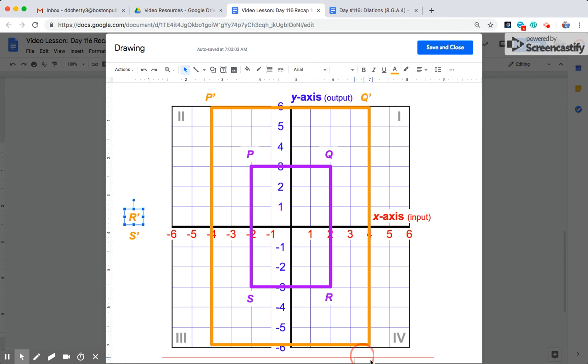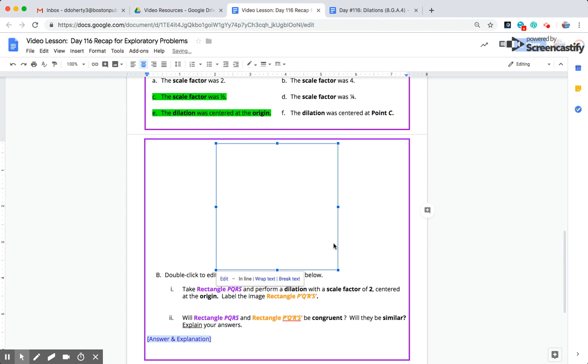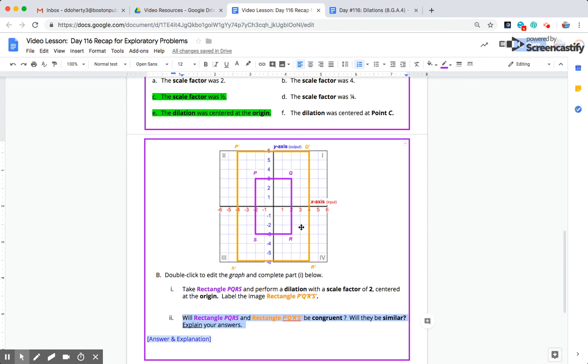So as we finish labeling this rectangle, we recognize that it's twice as large, and every point is now twice as far, or has twice the distance from the origin as its original point. We'll talk more in class about why these are not going to be congruent. They are not the same size, but they are going to be similar because they are the same shape.